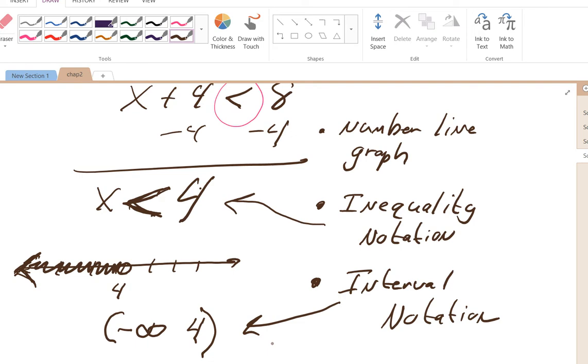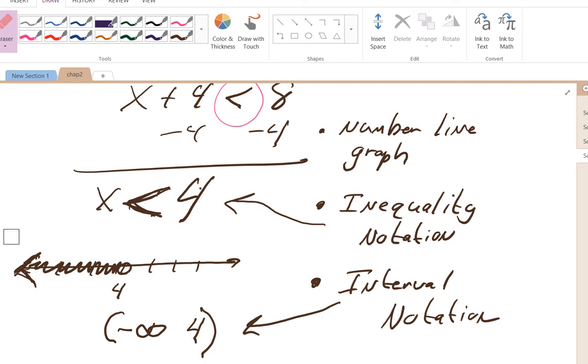Because this solution is less than 4, it continues to go all numbers less than 4, right? You could just keep going and going and going. So that would be negative infinity that way. Because this is infinity, this is negative numbers here. Over here is negative numbers. So we call that negative infinity. Positive infinity is the other way, yep.